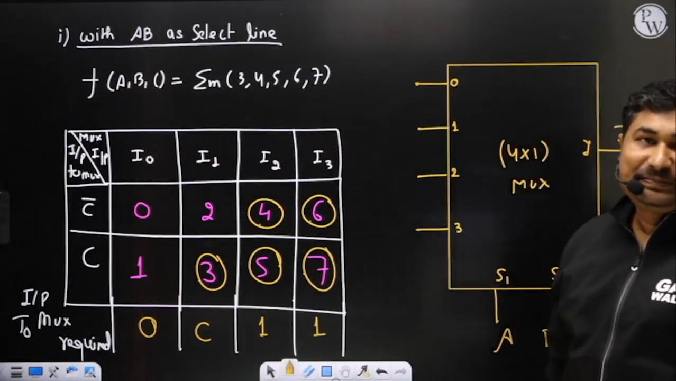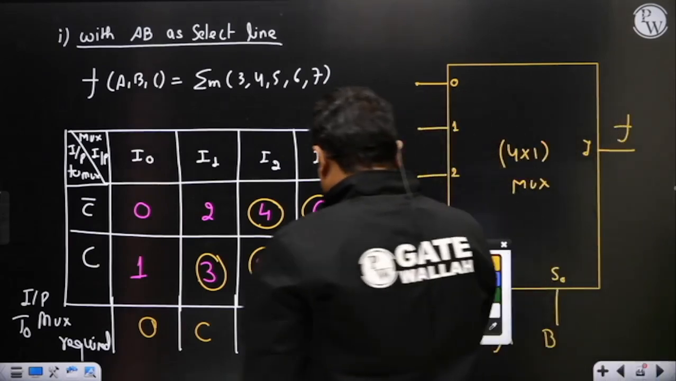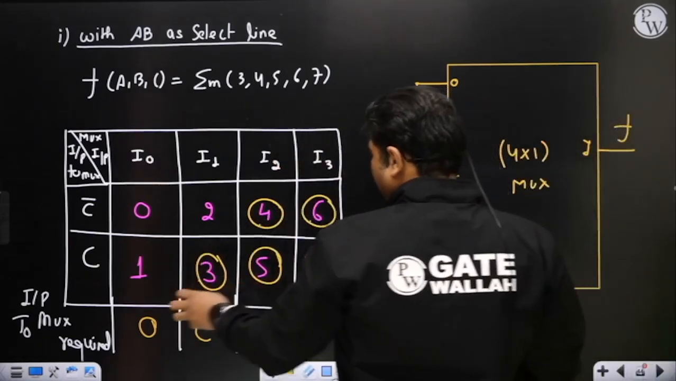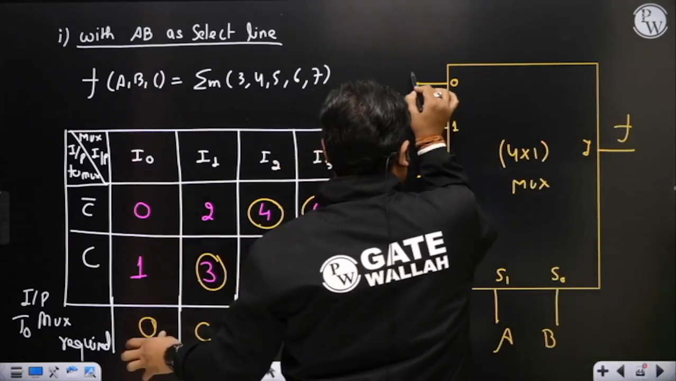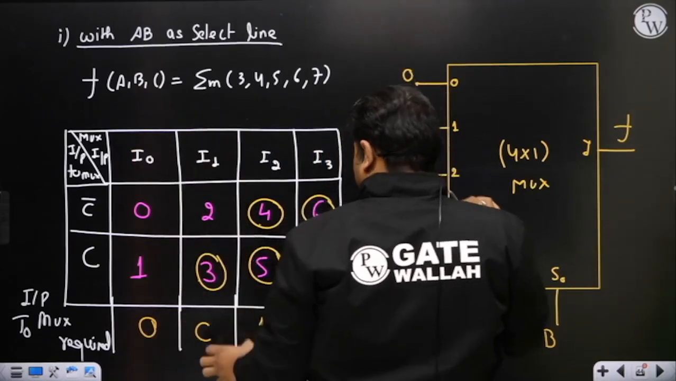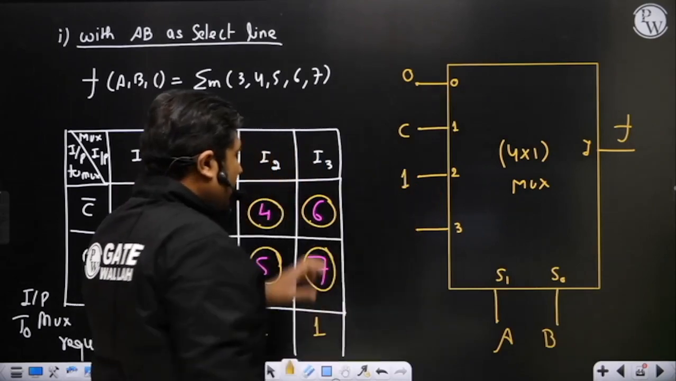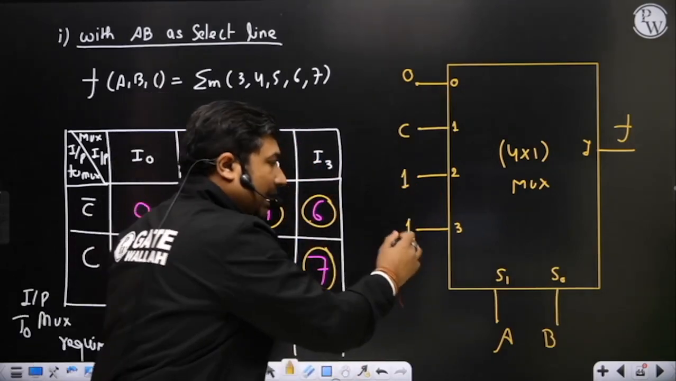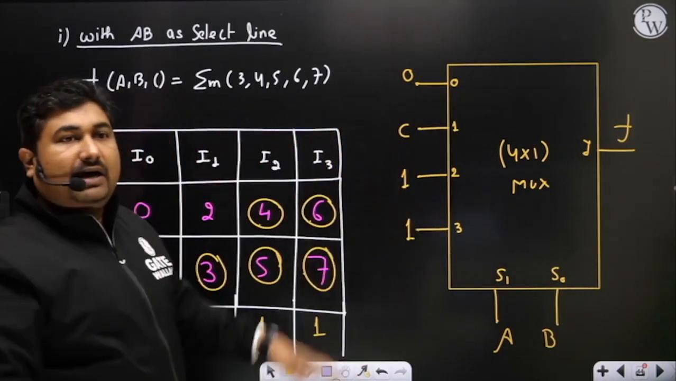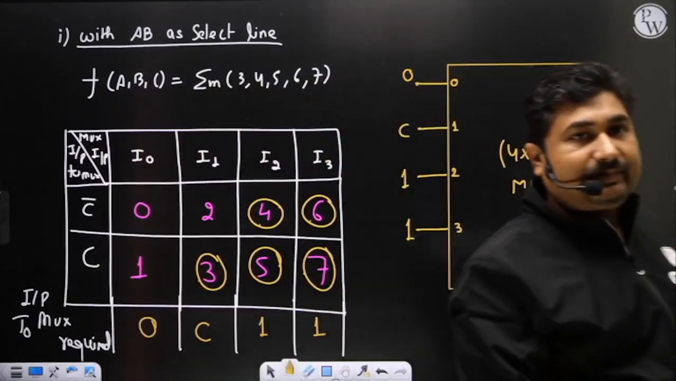Great, sir. So, what to write here? Sir, on the I0 pin, we need to apply 0. On the I1 pin, we need to apply C. On the I2 pin, we need to apply 1. On the I3 pin, we need to apply 1. Our function will be implemented.